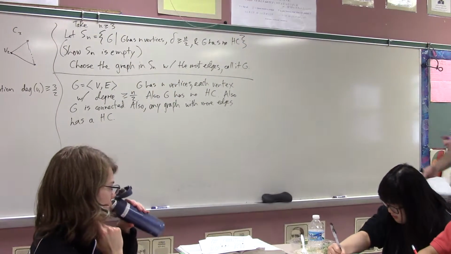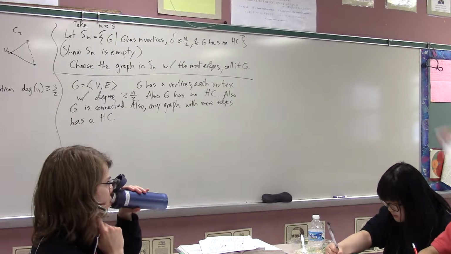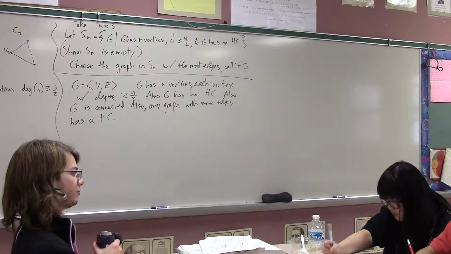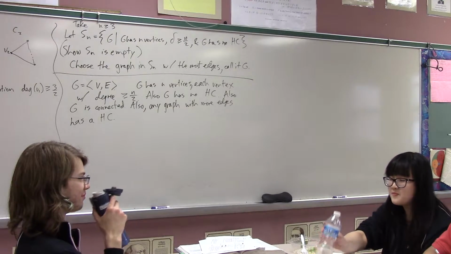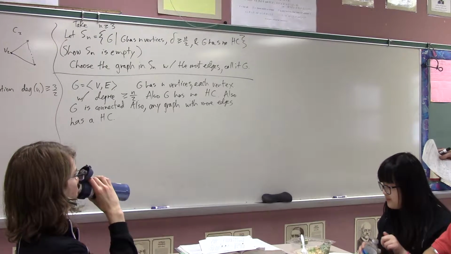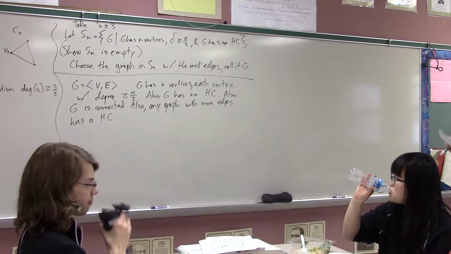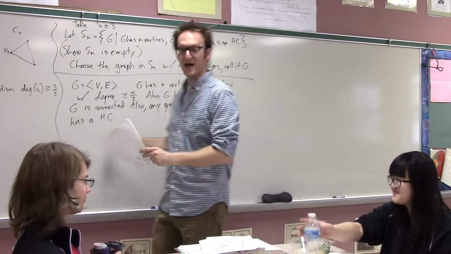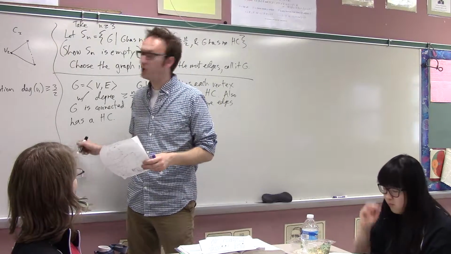So that's what this graph is. N vertices. Each vertex has a sufficiently large degree, friends with half the people. There's no Hamiltonian cycle. It's connected. If you add even one more edge, then the graph must have a Hamiltonian cycle. Who's with me? Okay. So from this whole thing, I expect to get a contradiction.